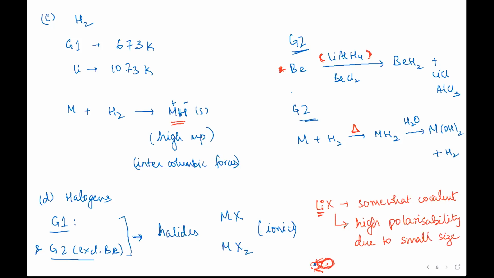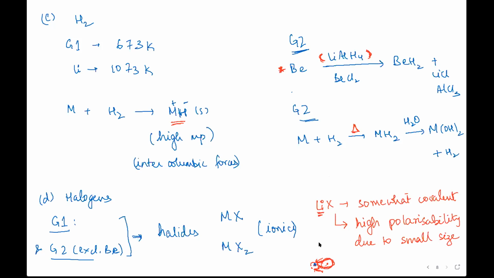The larger ions don't show this, so it is smaller ions and ions with a high charge that show this. So lithium ions show high polarizability. They're highly polarizing due to their small size, which is why lithium halides show some amount of covalent properties.